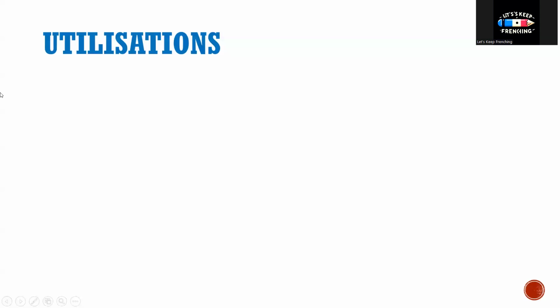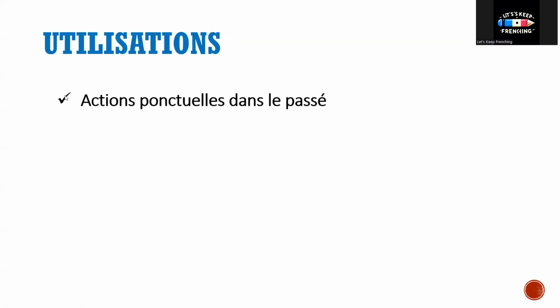When can we use, or when do we use le passé composé? Première utilisation, c'est action ponctuelle dans le passé. So, le passé composé is used to describe specific punctual actions that happened at a precise moment in the past. Okay? That's the first usage.